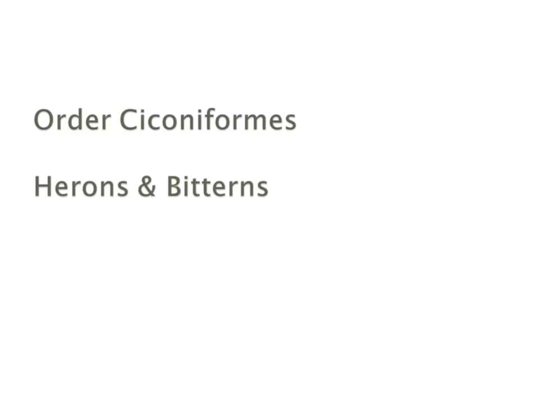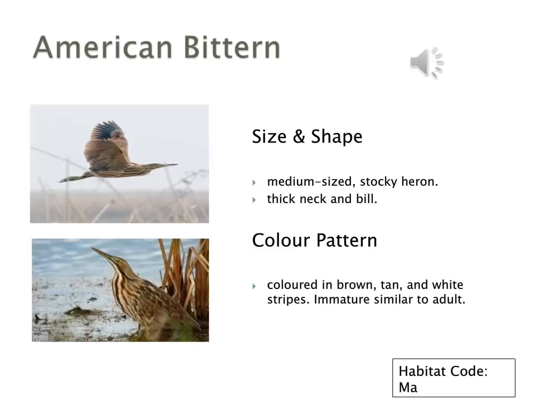Our next order is the Ardeiformes, which is our herons and bitterns, of which there are several species. Of the two in this order that we're going to discuss, one of them is the American bittern, which is found exclusively in our marshes. It's a medium-sized, stocky heron with a thick neck and bill. It's colored with brown, tan, and white stripes, and as you can see when it raises its neck, it blends in almost completely with the cattail marshes and other vegetation which it so loves.